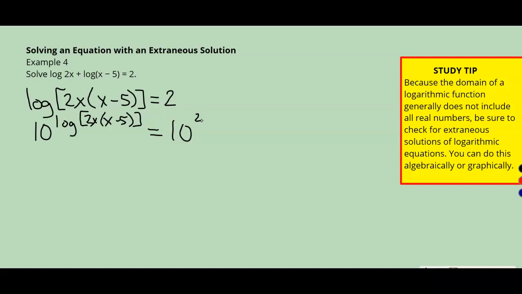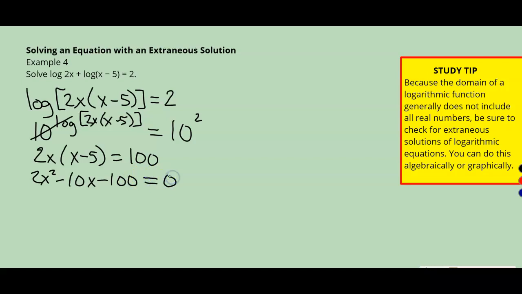As long as we do the same thing on both sides of the equation, it's still true. So we have 10 raised to the log base 10, so that's going to cancel the logarithm. So we're going to have 2x times x minus 5, and 10 squared is 100. 2x times x is 2x squared. 2x times negative 5 is negative 10x. I'm going to subtract 100 from both sides and set this equal to 0.